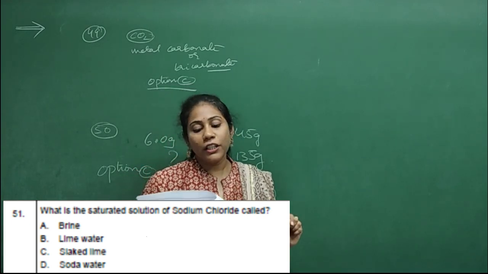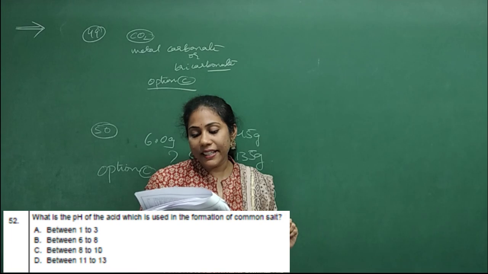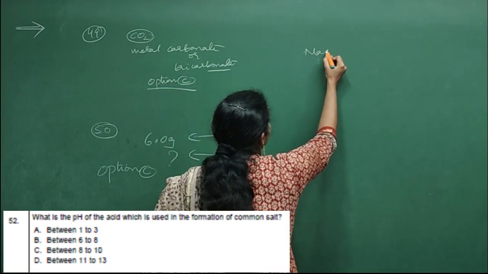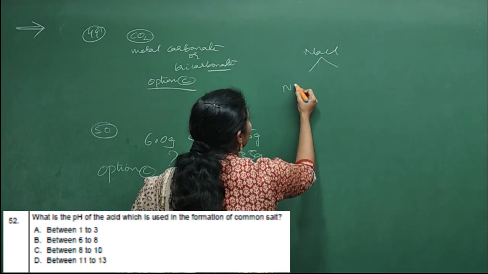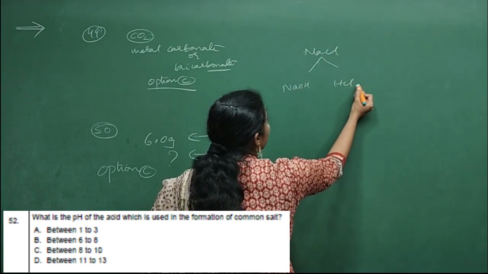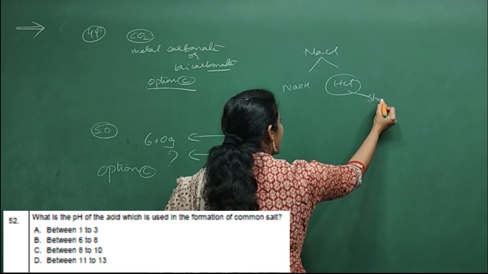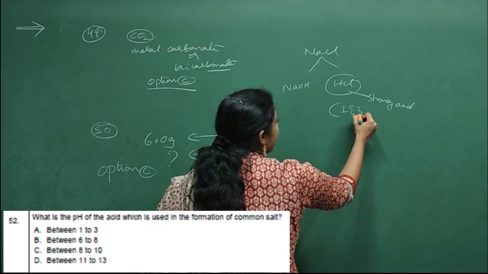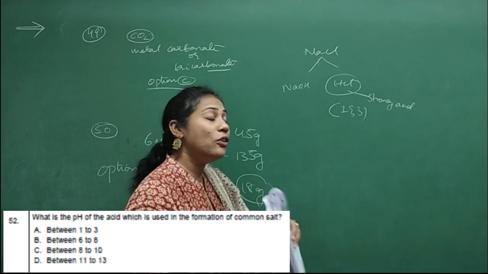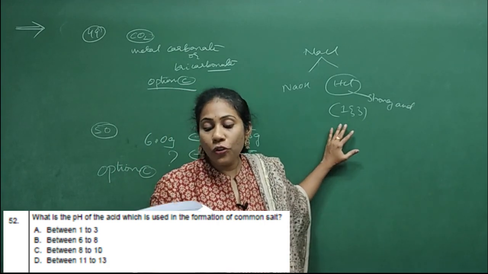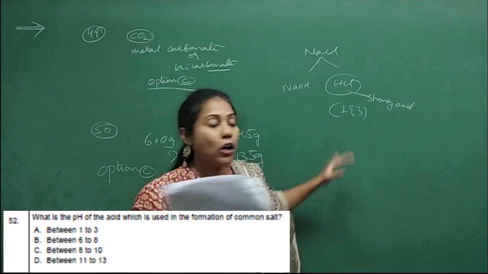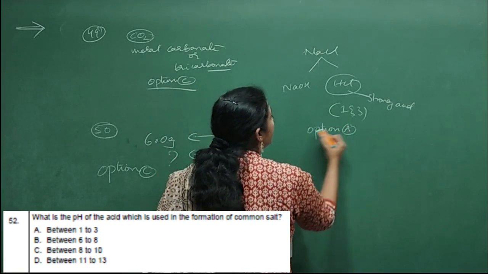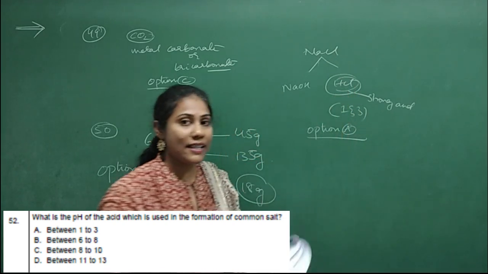Coming to question number 52. What is the pH of the acid which is used in the formation of common salt? Common salt is NaCl. NaCl is formed by NaOH and HCl. So HCl is a very, very strong acid, right? Its pH can lie between 1 and 3. Strong acid in the sense its pH value can be very, very less. So what option will you select? Option A. So NaCl is definitely formed from HCl, that is a strong acid.